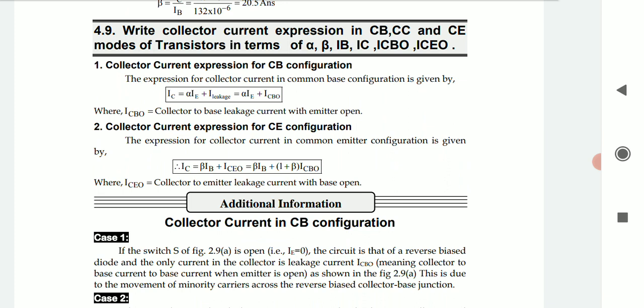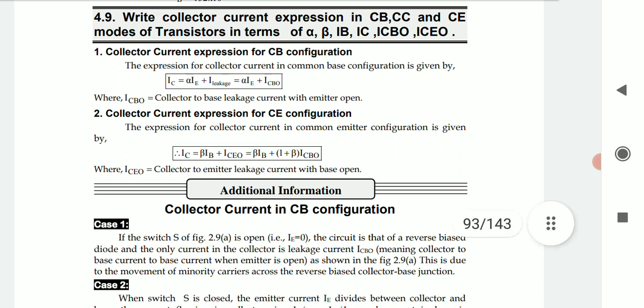When the diode is in reverse bias, a small amount of current flows due to minority charge carriers. That current is called reverse saturation current, or here simply leakage current. The leakage current flows due to minority charge carriers. In common base it is represented with ICBO. Therefore IC is equal to alpha IE plus ICBO, where alpha is the amplification factor in common base configuration, IE is the emitter current, and ICBO is the leakage current.